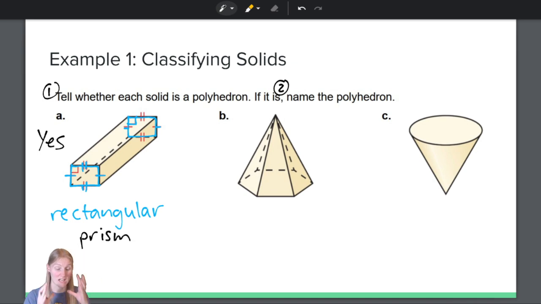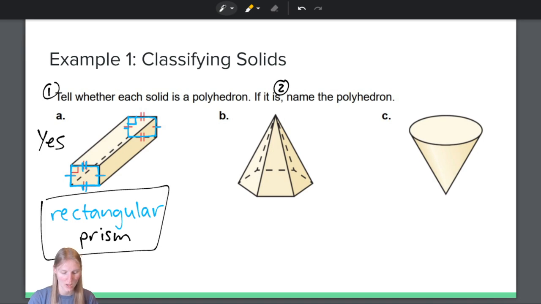I'm highlighting rectangular in blue along with the bases so that you remember we name the shapes with their bases. So because the bases are rectangles, this is a rectangular prism. If these bases had been triangles, we would have called it a triangular prism. All right. Next, let us look at part B. Is this a polyhedron? Do we see any curves? No, I only see straight edges, so this is another yes, it is a polyhedron.